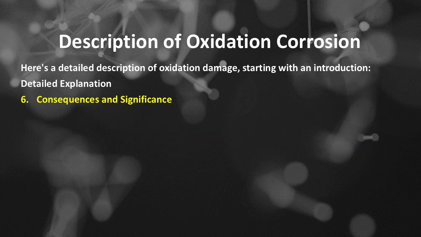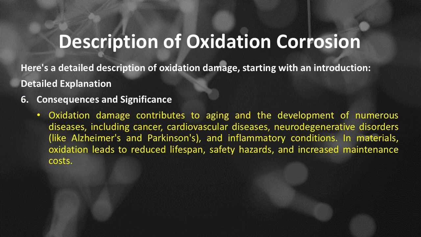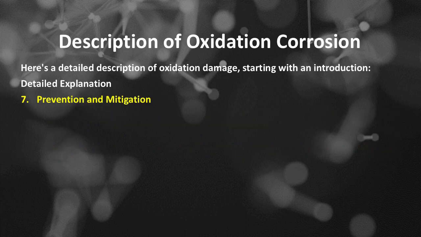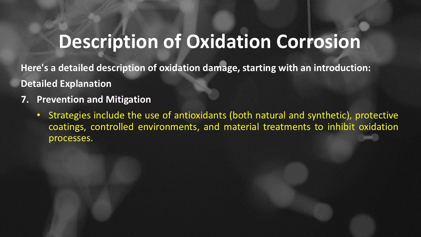Number 6 of detailed explanation of oxidation damage is consequences and significance. Oxidation damage contributes to aging and the development of numerous diseases, including cancer, cardiovascular diseases, neurodegenerative disorders like Alzheimer's and Parkinson's, and inflammatory conditions. In materials, oxidation leads to reduced lifespan, safety hazards, and increased maintenance costs. Number 7 of detailed explanation of oxidation damage is prevention and mitigation. Strategies include the use of antioxidants, both natural and synthetic, protective coatings, controlled environments, and material treatments to inhibit oxidation processes.